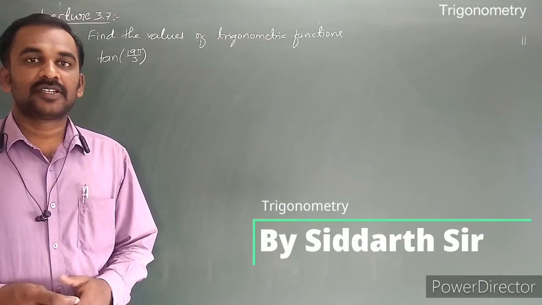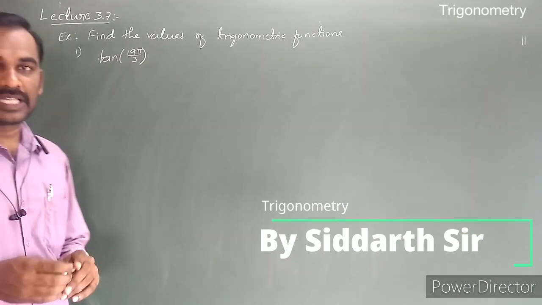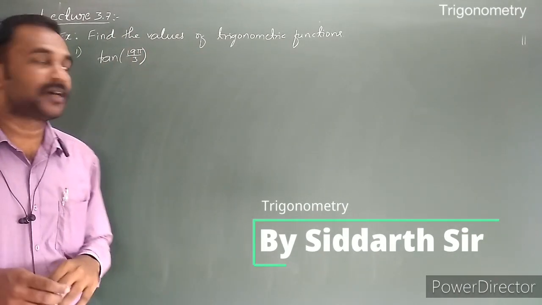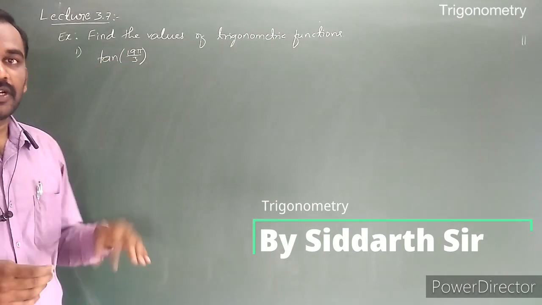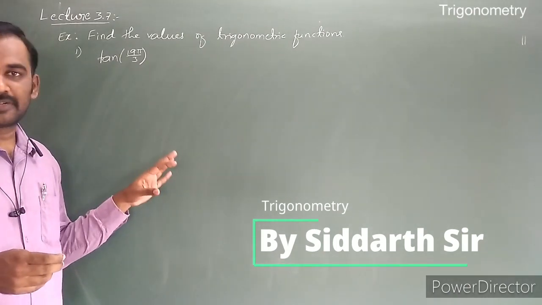Yes. Hi students. Let's continue with the problems on the trigonometric functions based on the allied angles. Find the values of trigonometric functions. First one, tan of 19 pi by 3. In a previous video, you have already found the values of trigonometric functions.